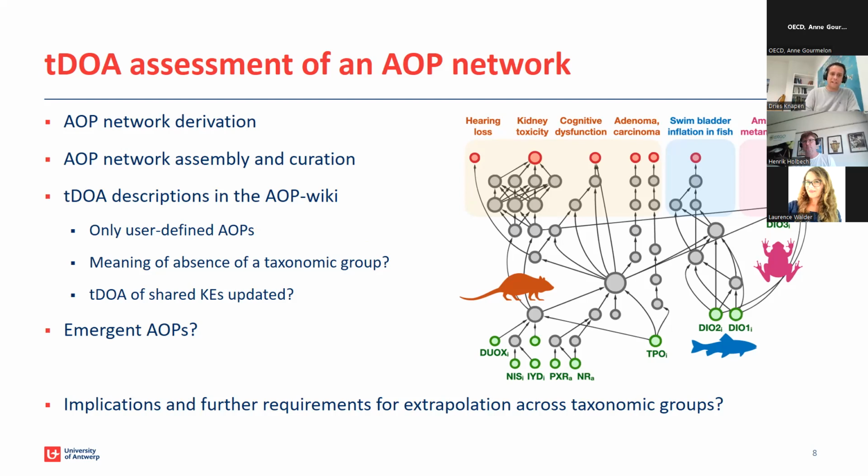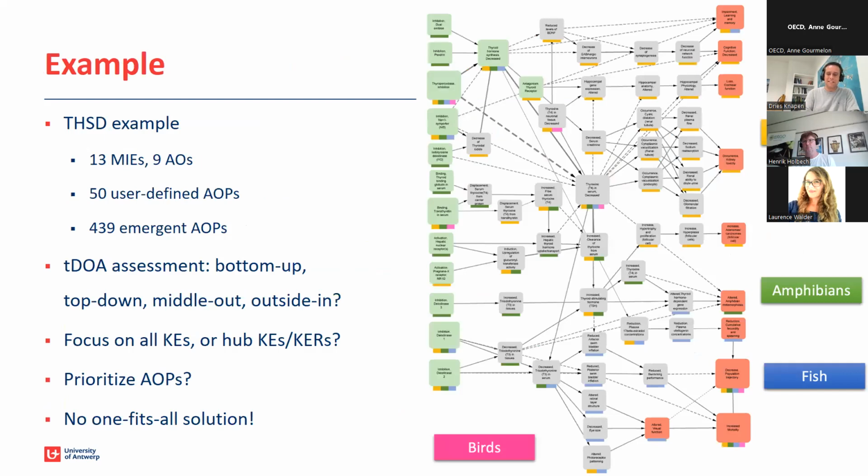In the next slide, you can see the actual network as it currently exists in the wiki. This is the network for thyroid hormone system disruption based on the 50 user-defined AOPs that are currently in the AOP wiki. It consists of 13 MIEs and 9 adverse outcomes, and it applies to mammals, amphibians, fish, and to some extent birds. The colored bars underneath the key events indicate what is currently in the AOP wiki in terms of taxonomic information to which these key events would apply. But as I said a minute ago, this does not mean that it doesn't apply to other species. Perhaps it just hasn't been described yet.